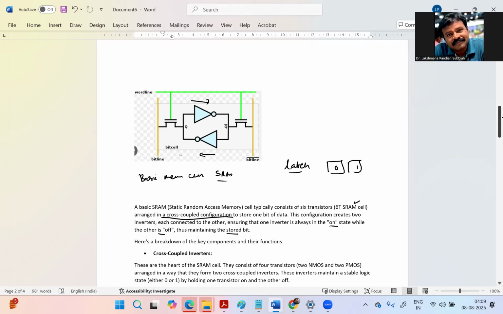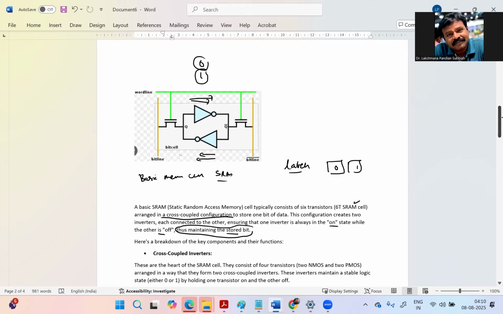If this one is on, this is off. Then the orientation is in this direction. If it is on, then the orientation is on this side. So depending on the orientation, it stores either 1 or 0. At a time, one inverter is on and the other is off, so it retains its value in that cell. One on, one off means there is no circulation, so it retains its value and maintains the stored bit.